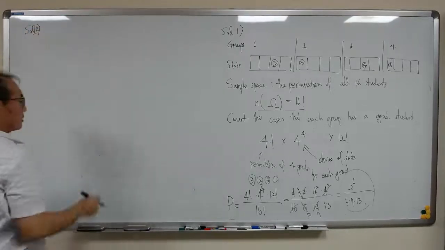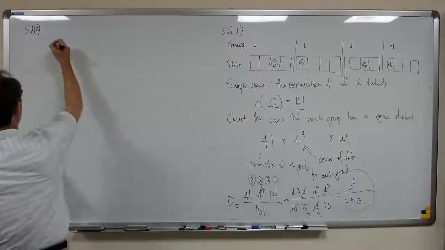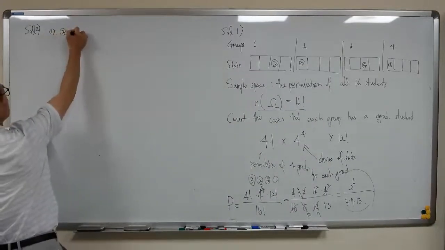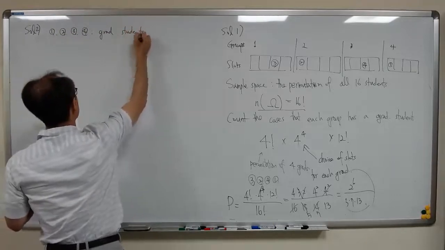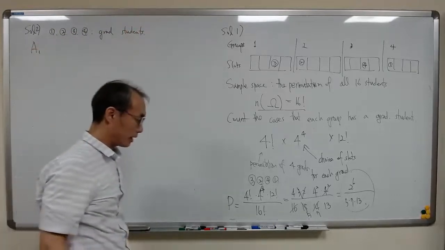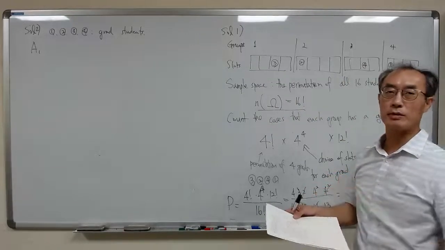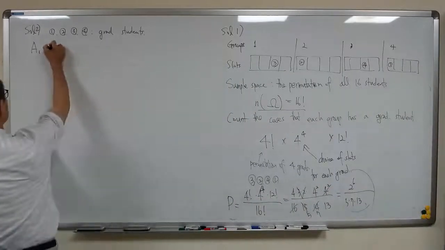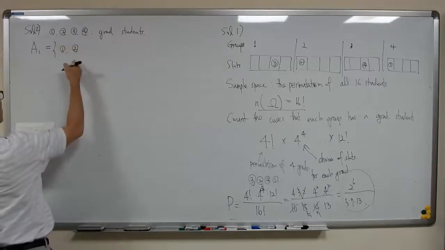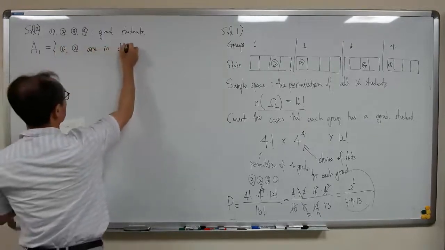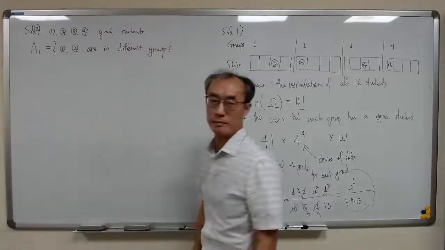And the second type of solution is based on the multiplication rule that we have discussed before. Again, these are the graduate students, labeled. Then you want to construct the events which converge to the event that we are interested in. So the first event is a simple one. We first consider only 2 of these graduate students, number 1 and number 2. These 2 graduate students are in different groups. Okay, this is an event.